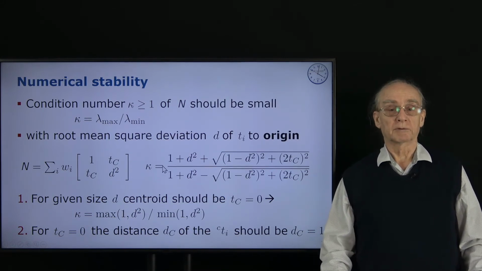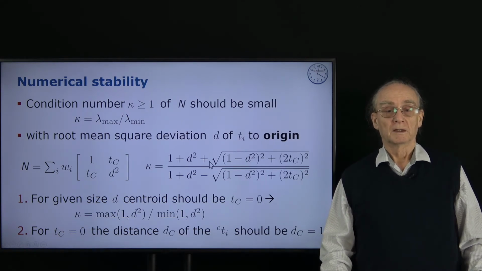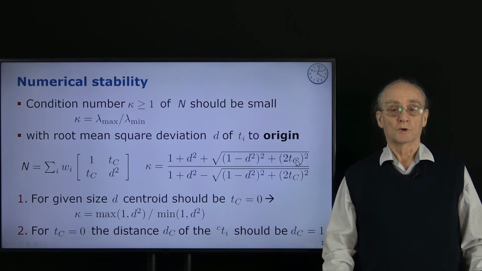So you have here 1 plus d squared in numerator and denominator, and plus and minus the square root of this expression. You see here minus d squared, and here the tc. So now let's make a short argument how tc should be chosen.